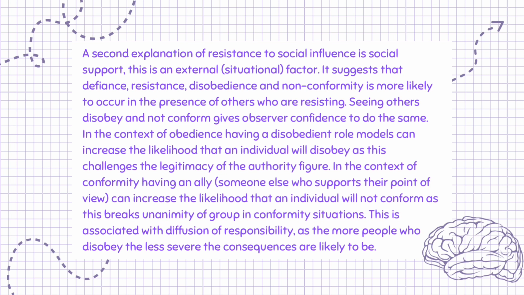In the context of conformity, having an ally, someone else who supports their point of view, can increase the likelihood that an individual will not conform, as this breaks the unanimity of the group in conformity situations. This is associated with diffusion of responsibility, as the more people who disobey, the less severe the consequences are likely to be.